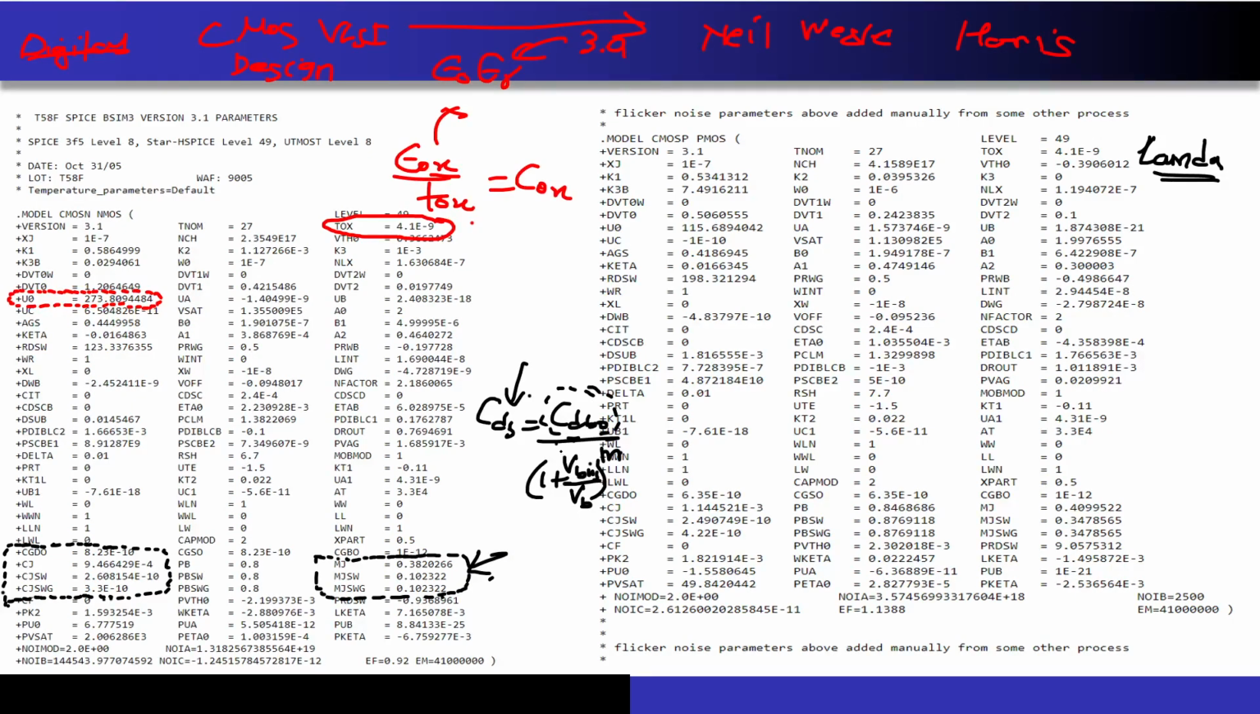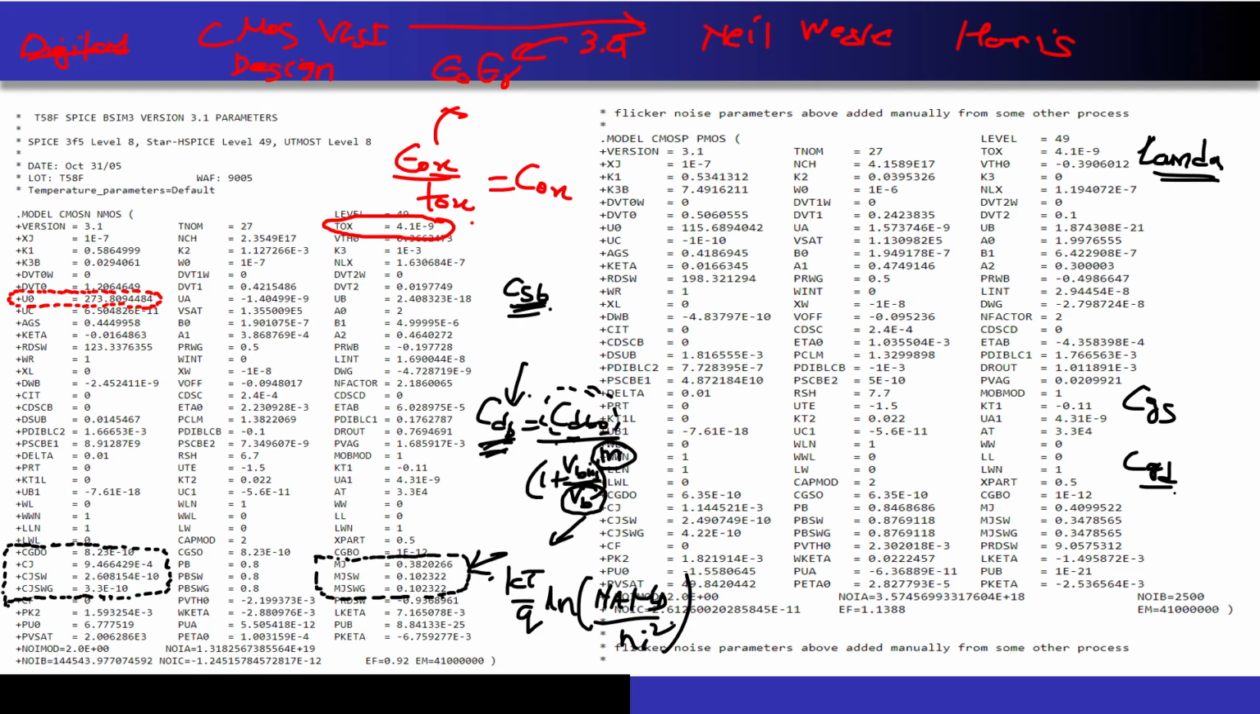From CdB naught, you have to calculate the CdB by knowing this M and the built-in potential, which you have to calculate by yourself using the formula KT by Q ln of what? NA by Ni square. Correct? From there on, you will get the value of CdB. Similarly, you have to do it for CSB. Correct?